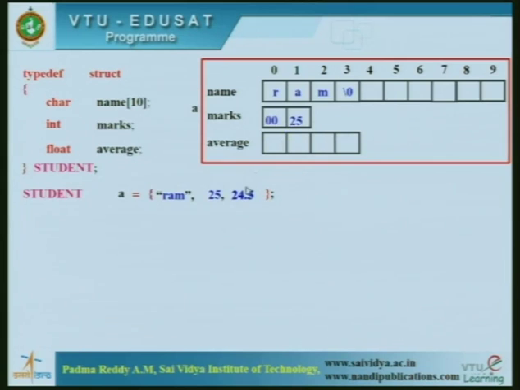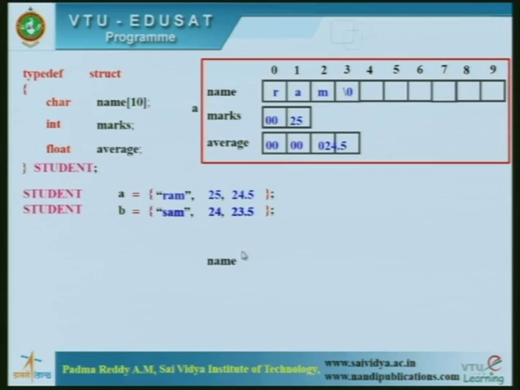And you have 24.5 and that will be copied into these memory locations. So, this is how we can initialize the type defined structure also. Now, if you want another variable, you should have B is of type what? Student. Next, if I write B is equal to Sam, 24, 23.5, enclose all these initial values within the braces like this.